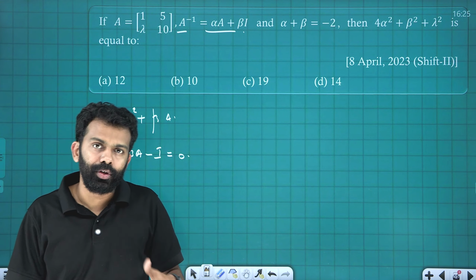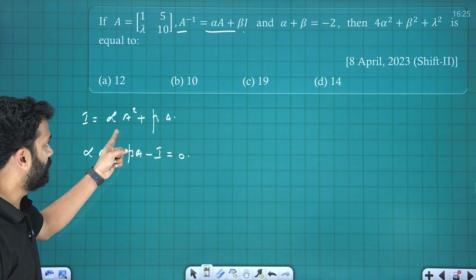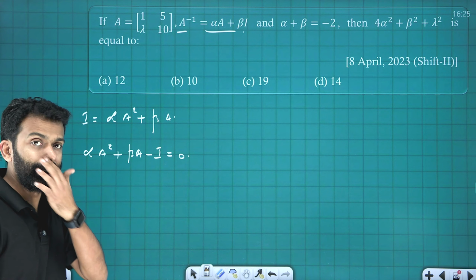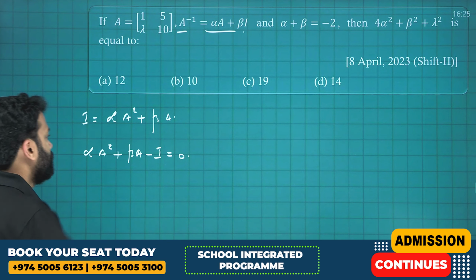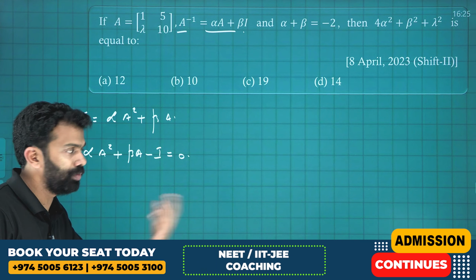Always in your answer paper, if you are doing an objective question, the first step should be your first line. Like this, I have multiplied this and arranged this. If you are doing so many questions, then this can be your first step. While doing that, please be careful with the errors.